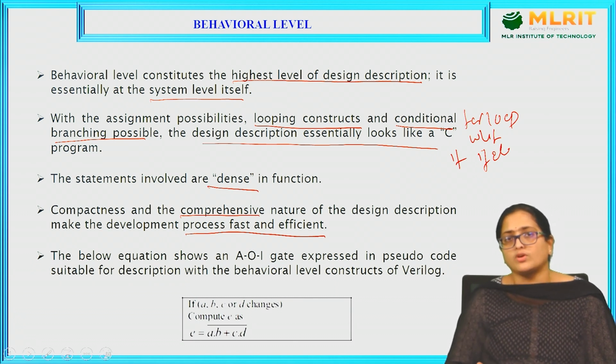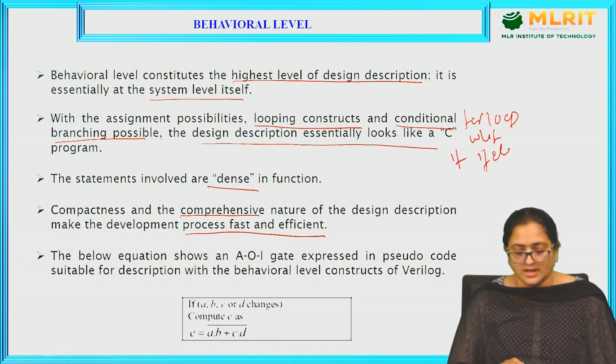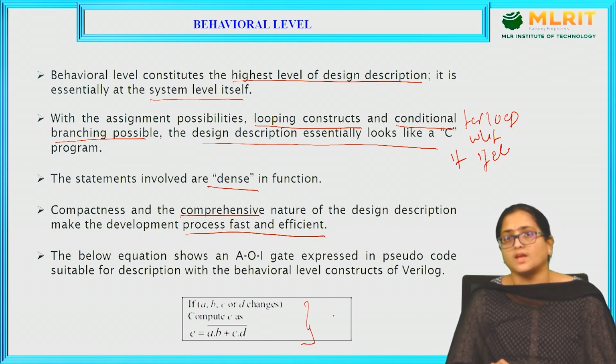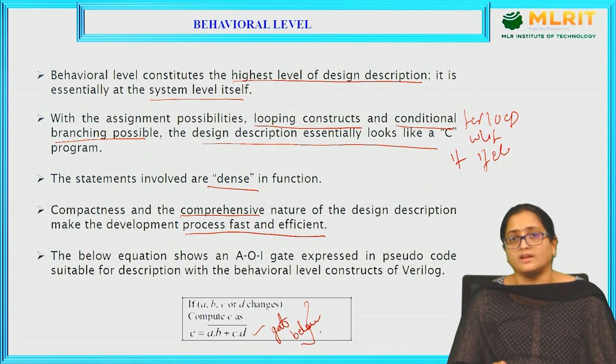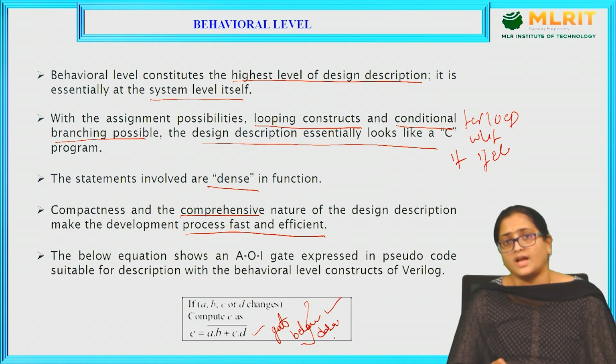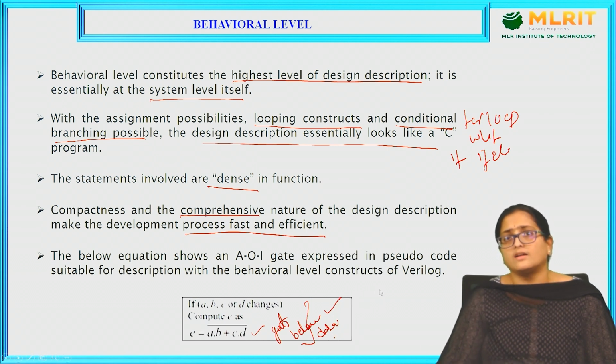The below equation shows an AOI gate expressed in pseudocode suitable for description with the behavioral level constructions of Verilog. Y is equal to A dot B plus C dot D. This can be written either in a gate level, or in a behavioral level, or in a data flow level. But the simulation time taken in behavioral level will be less compared with the gate and data flow by using loop conditions and if conditions.